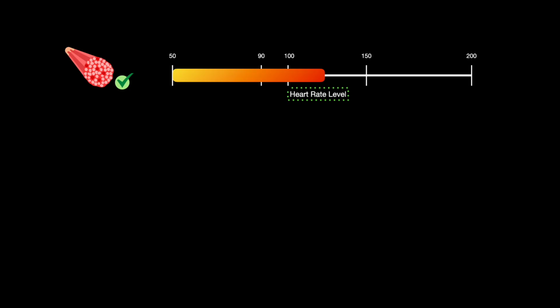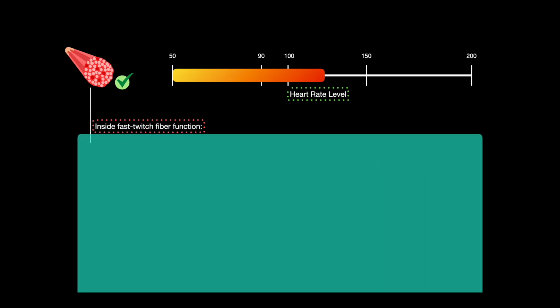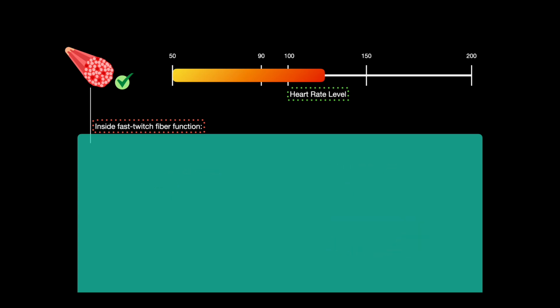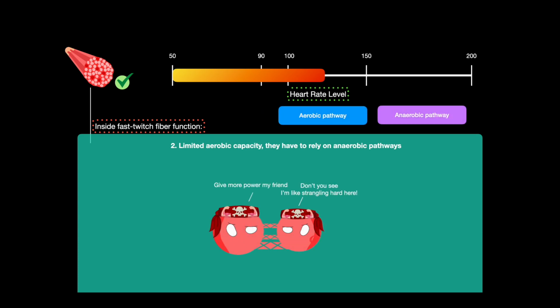Here are the two main conditions to trigger fast twitch fiber activation, besides the initial compulsory activation phase. 1. When a particular regional part of the body demands energy that exceeds the supply of oxygen at that time. 2. During high intensity exercise, fast twitch muscle fibers are recruited, which have a limited capacity for aerobic respiration. As a result, they have to rely on anaerobic pathways to generate energy.